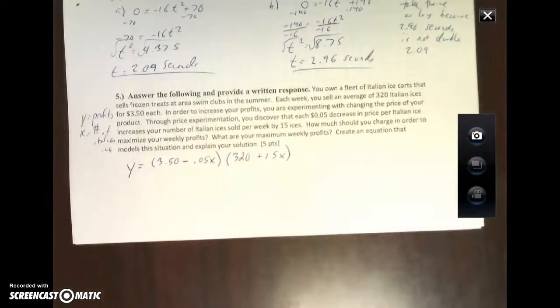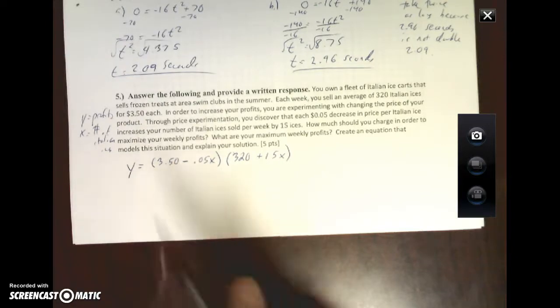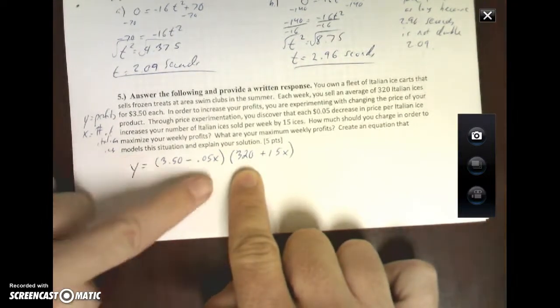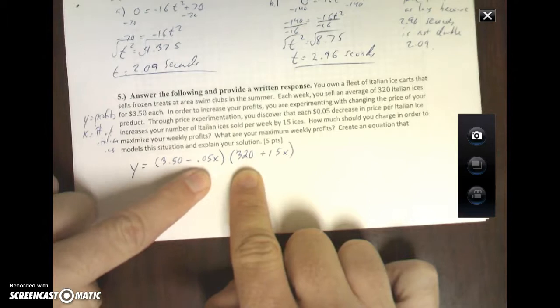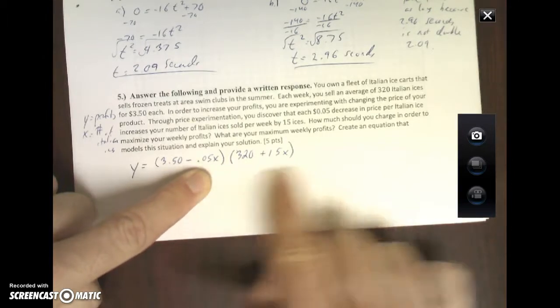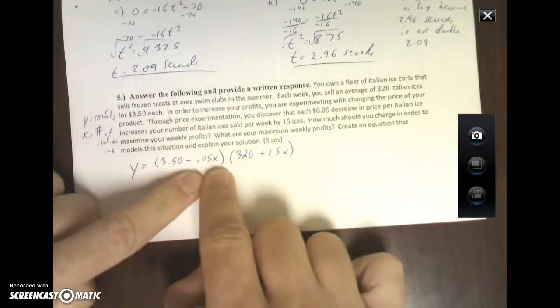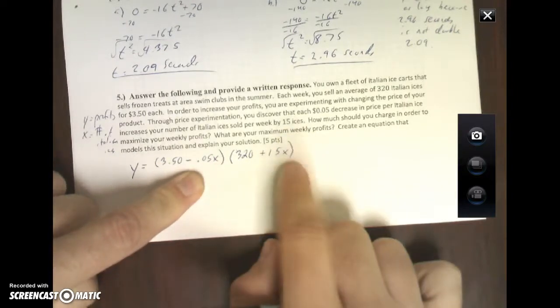And just pause. Okay? Freeze. Let's just realize what we got here. The price originally is $3.50 and you'll sell 320. If I drop it 5 cents, so let's say the x is 1, that means I'm going to sell 15 more Italian ices. If I drop it 10 cents, x is 2, then I sell 30 more.